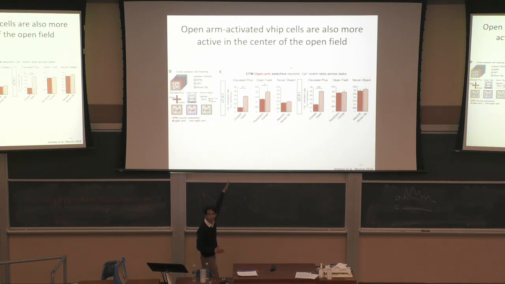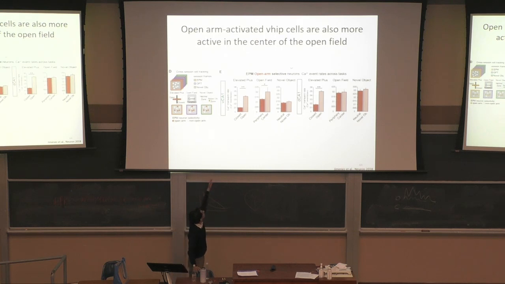So not super exciting. But then something interesting happened, which is they look at those same cells and put them in the open field, which is a different paradigm which has open spaces, and it's a different box in a different place, etc. And they see that cells that are more active in the open arms of the plus maze are also more active in the open center of the open field, which is a completely different box. So what they have in common with the plus maze is the openness.